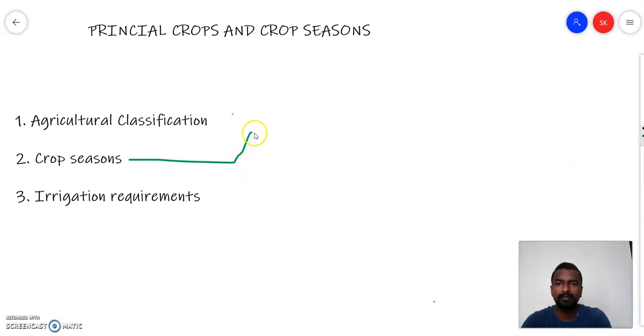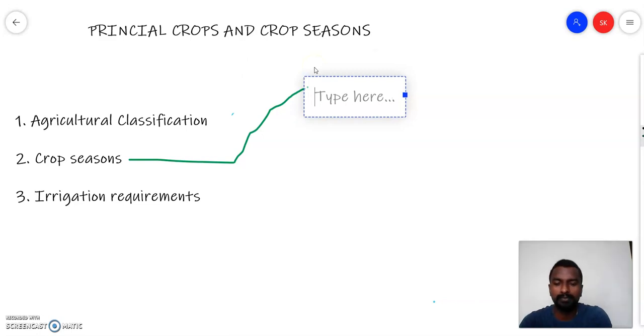The first season which comes under this one is Kharif, Rabi. So there are different seasons. We can start with the Rabi season first. In case of Rabi season, the crops are generally sown in the month of October, and the harvesting is done in the month of March. So we can mention here October to March. The examples are wheat and barley. So these are the examples of Rabi crops.